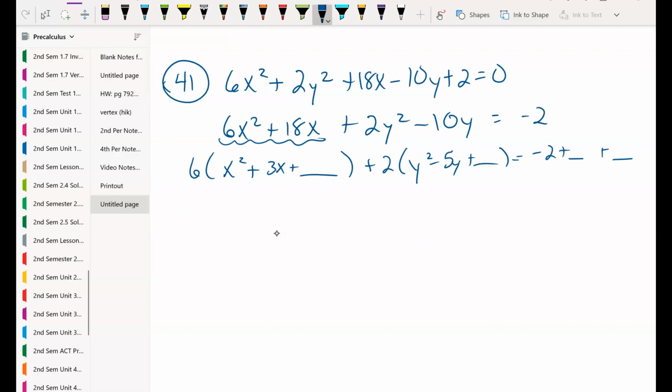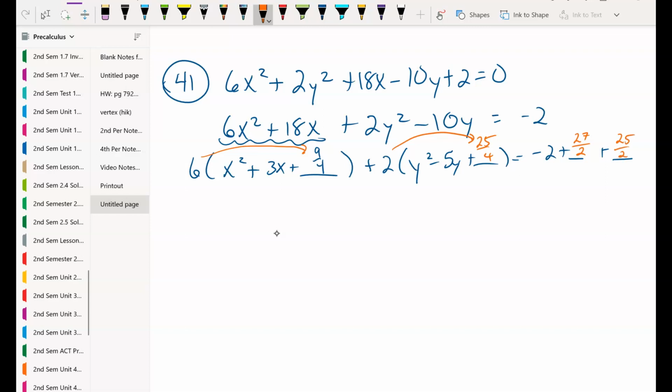Okay, so here's what we do. We're going to take half of 3. Half of 3 is 3 over 2. You square it, that's 9/4. And then you will have to multiply 6 by 9/4. Well, that ends up being 27 over 2 when you do that. And yes, you can use your calculator for that. You can go 6 times 9/4 on your calculator. Now, same type of scenario here. We get negative 5 over 2 squared. That's going to give us 25 over 4, but I got to go 2 times 25 over 4, which actually ends up being 25 over 2.